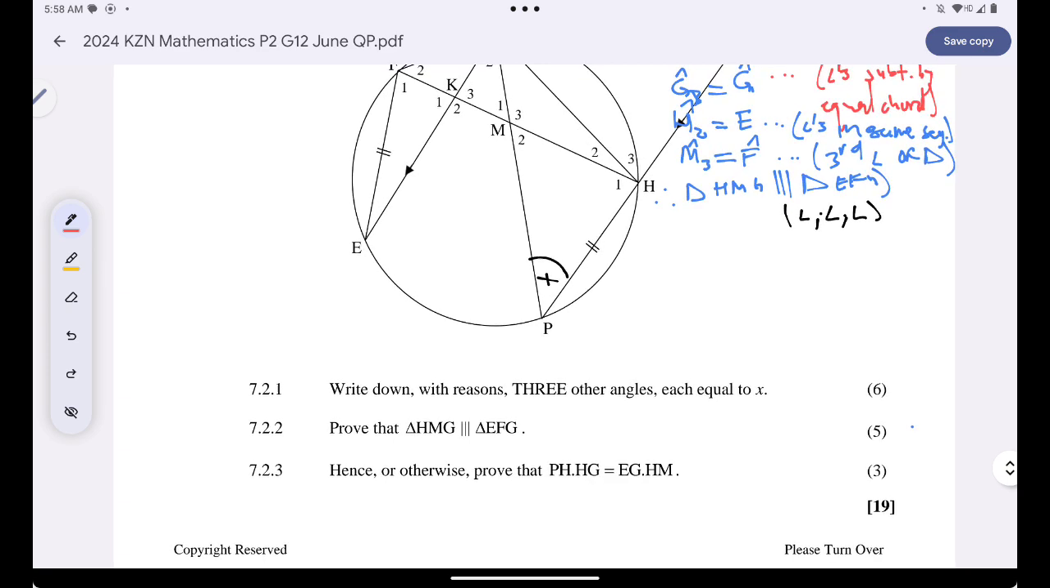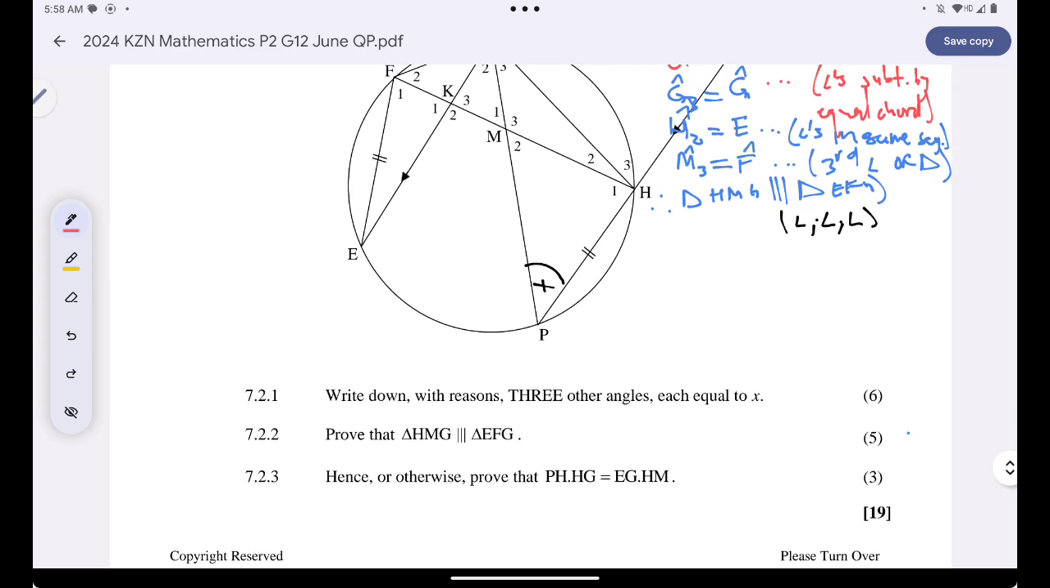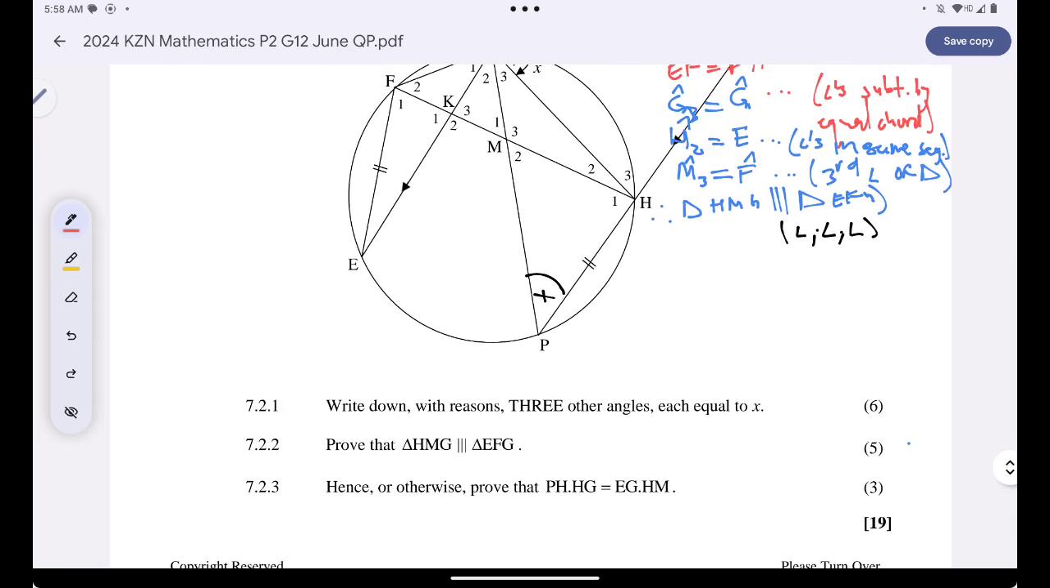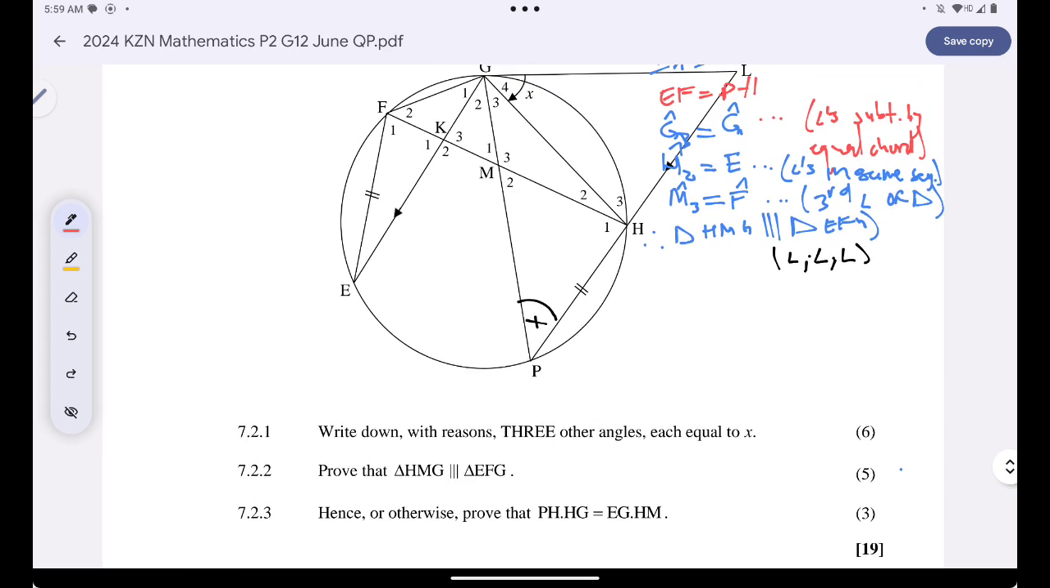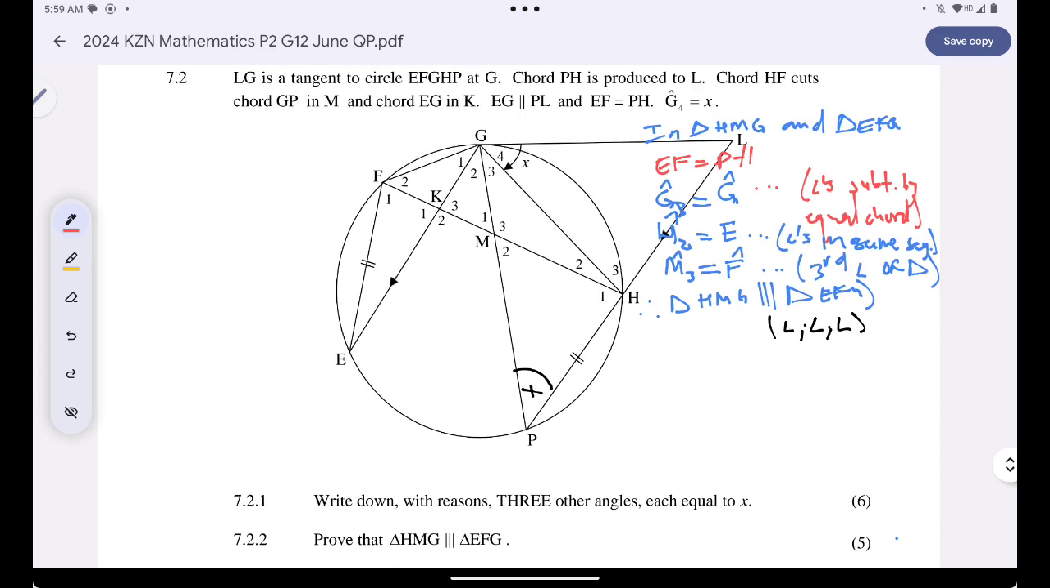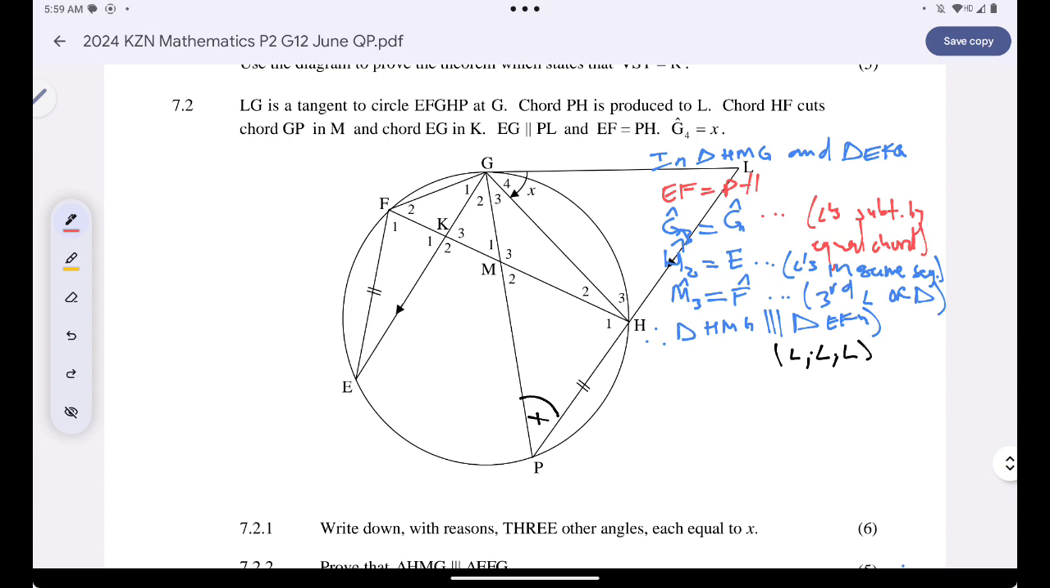Then, hence or otherwise, show that PH over HG is equal to that. When they say hence, guys, they mean use what you've just proven to show this thing. Okay, firstly, I've proven that G3 is equal to G1. G3 is subtended by what? By HM. G1 is subtended by what? By EF. Right, together.